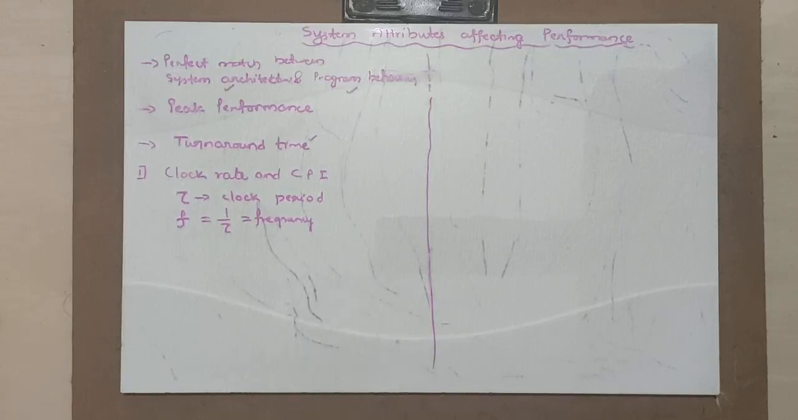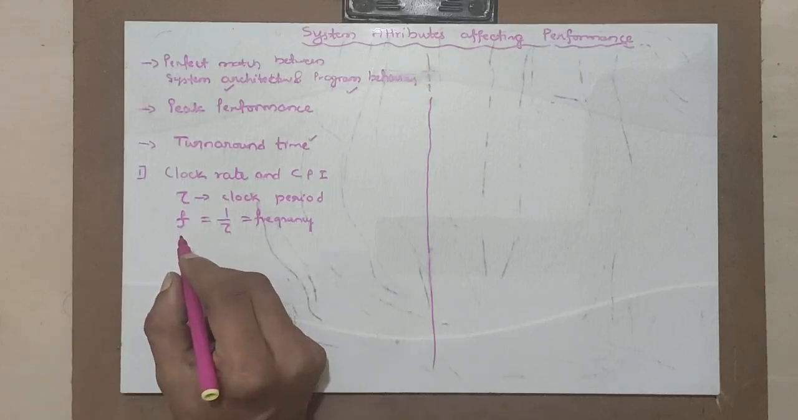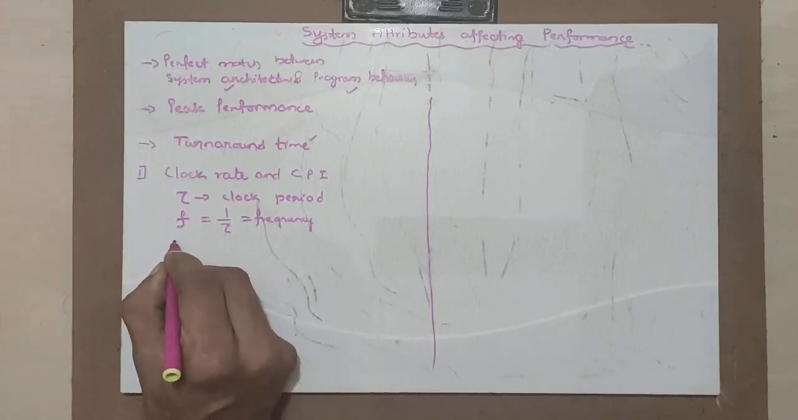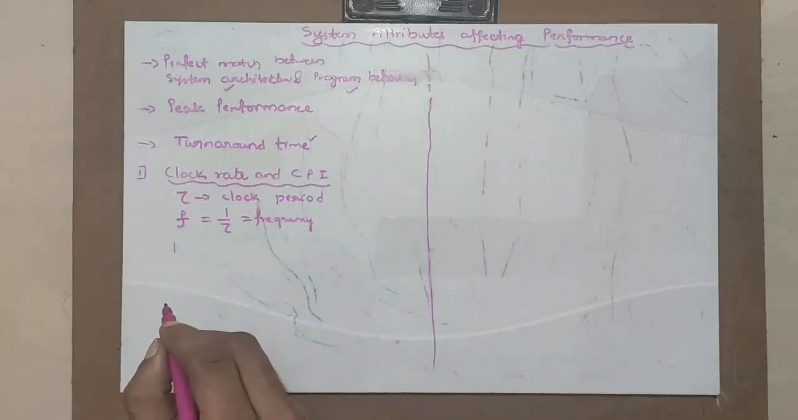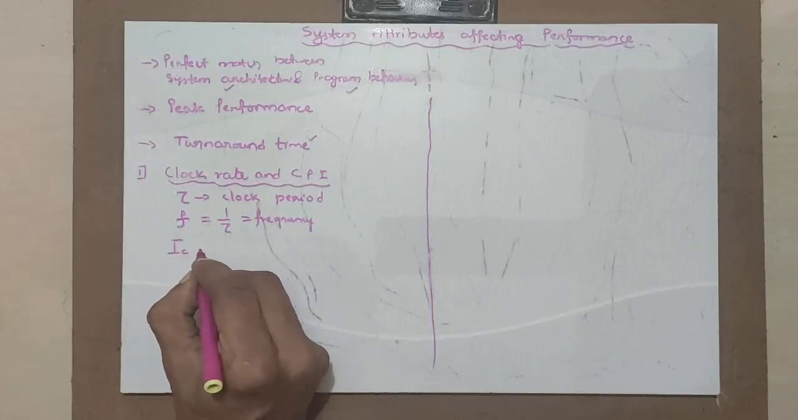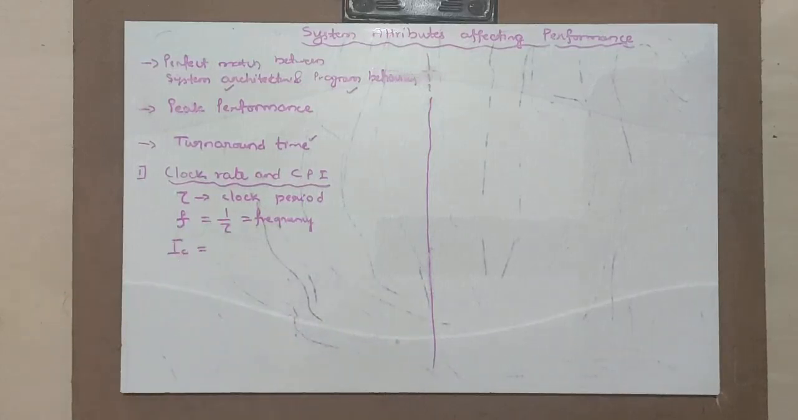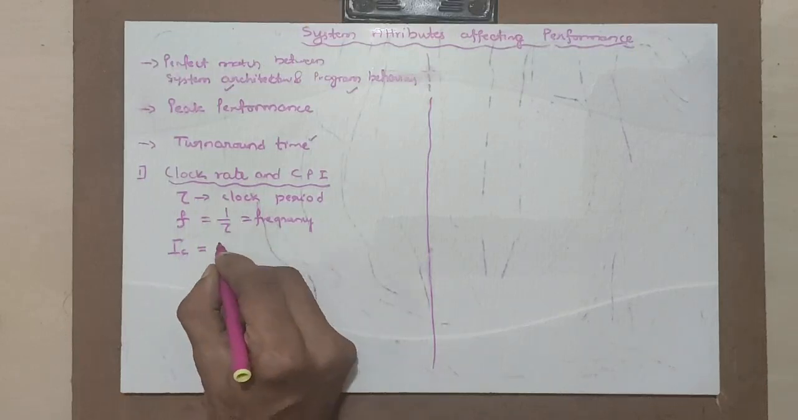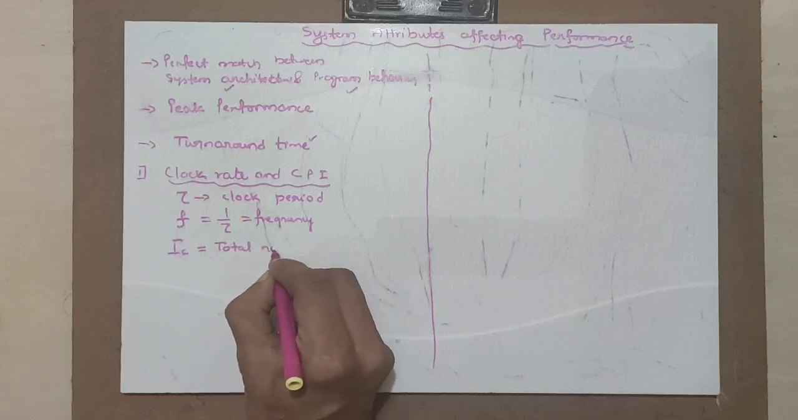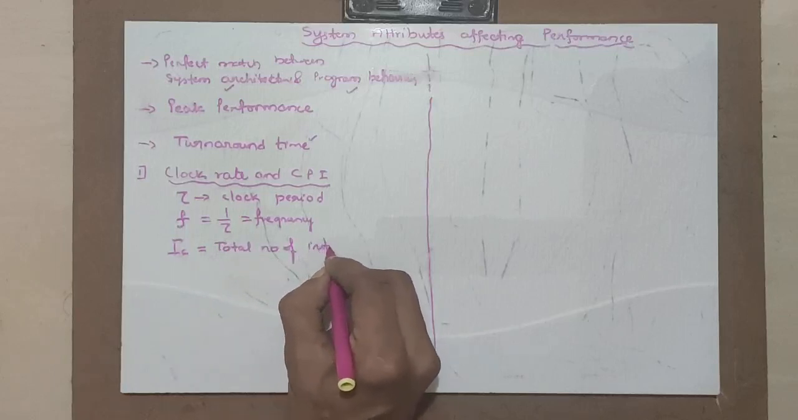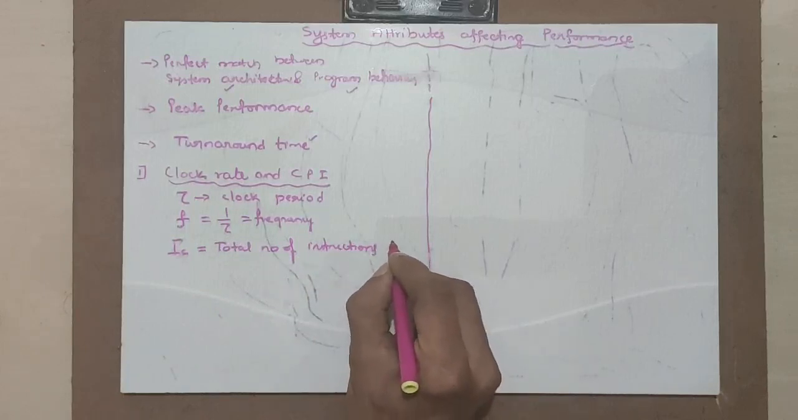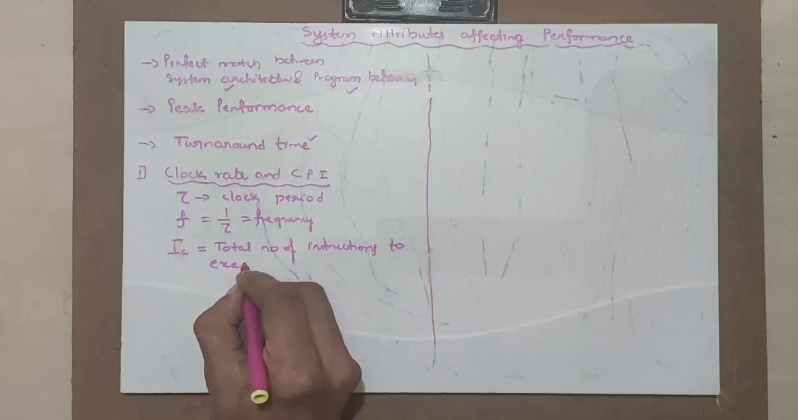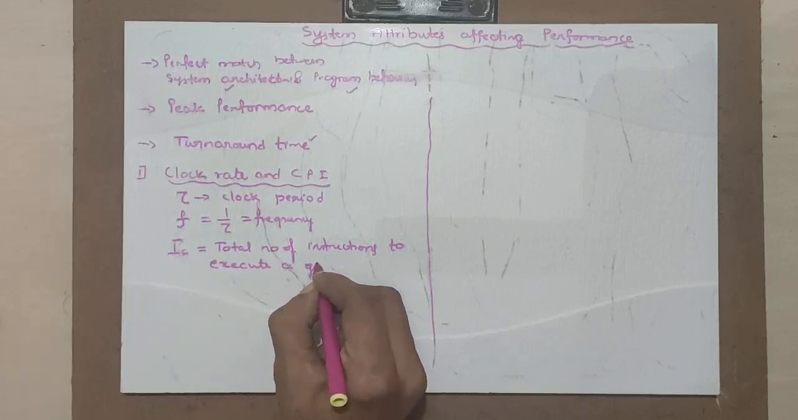Now, the next thing, whatever is required, is instruction count, IC. We are discussing about clock rate and cycles per instruction. Next is instruction count. Instruction count is nothing but number of machine instructions to be executed for a given program. Total number of instructions to execute a given program.